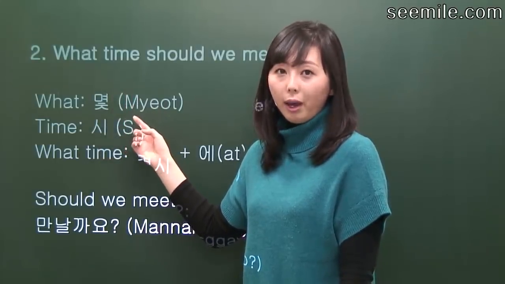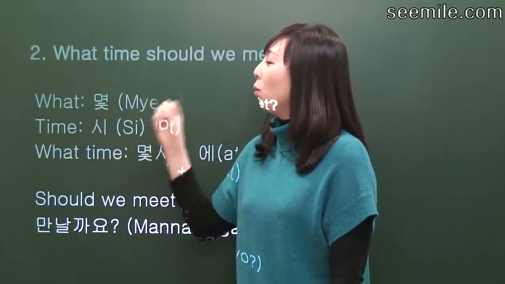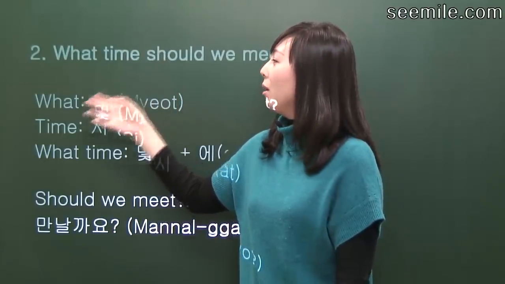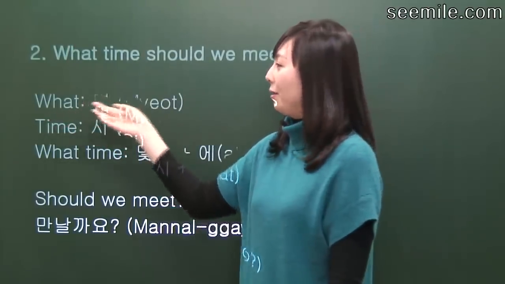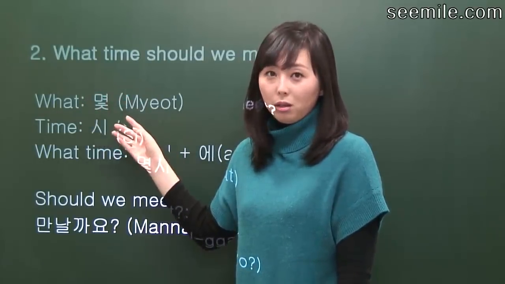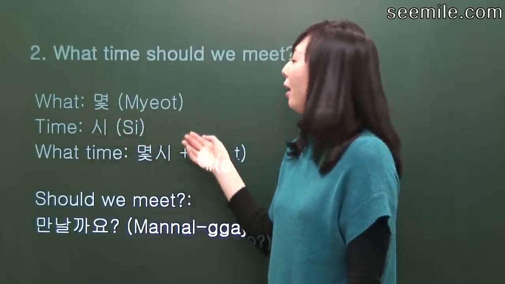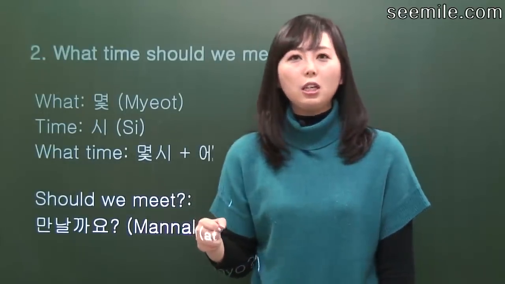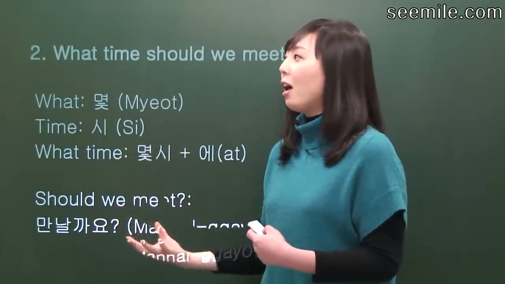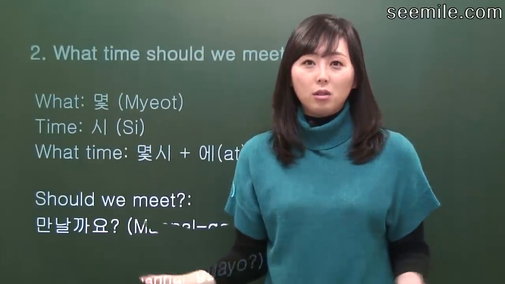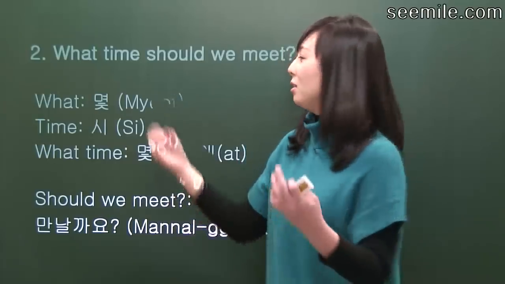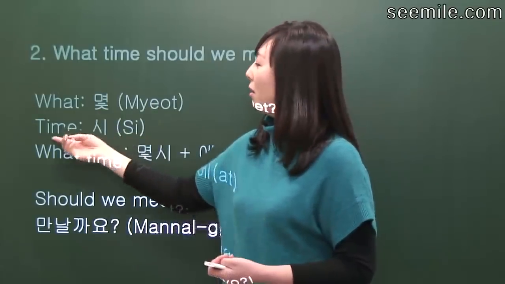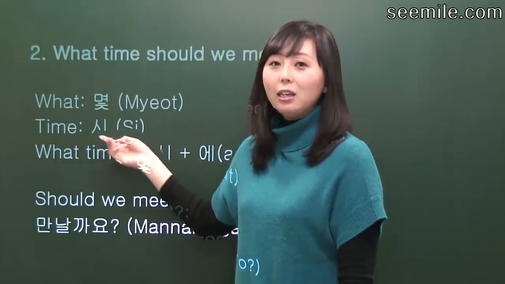Okay, you got it? So when what is used with number, when they are together here, time, what is not 뭐. What means 몇. You got it? So, what? 몇. And time. 시. Oh, you told me time is 시간. But time, that 시간 means over hours. You got it? But this time means o'clock. Like 2 o'clock, 3 o'clock. That is in Korean, 시.